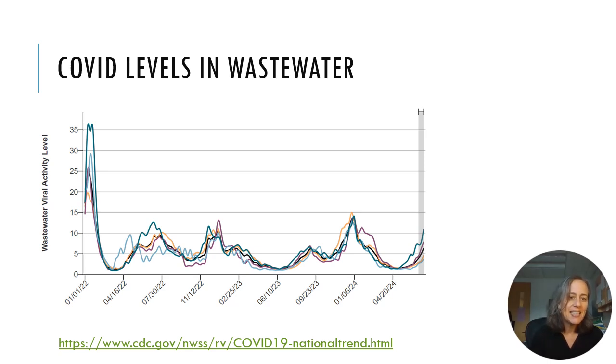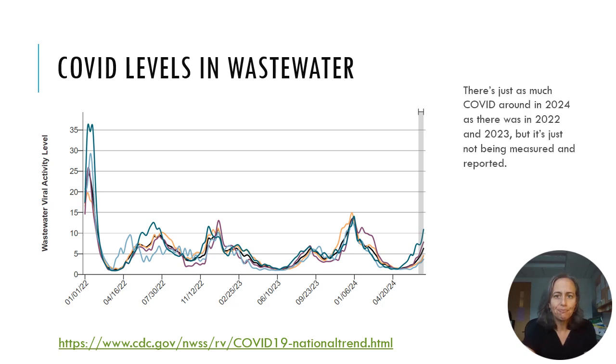You can see this one starts in 2022. There is less COVID around. There is definitely less COVID around. That's a great thing, right? But it's not gone, right? The levels are not as low as you might think based on the numbers of reported confirmed cases. Again, there's just as much COVID around, according to this, in 2024 as there was in 2023 for sure, and the winter of 2022, right? It's just not being measured and reported.